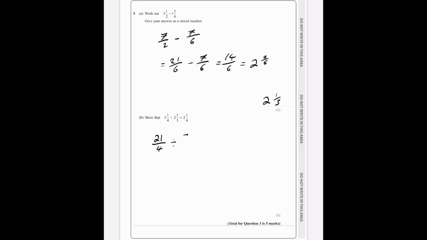For the division of fractions, starting off in the same sort of way, turn them into top-heavy fractions. I'm going to flip the fraction we're dividing by and multiply. I'm going to show the cancellation of the 21 and the 7. Cancelling before multiplying just makes our life a little bit easier. And that's equal to 9 over 4, which is 2 1/4, which is what the question wanted.